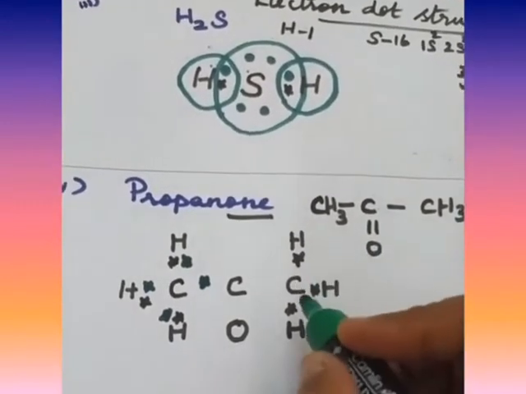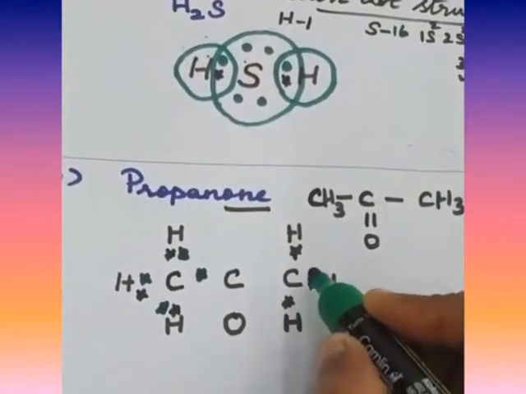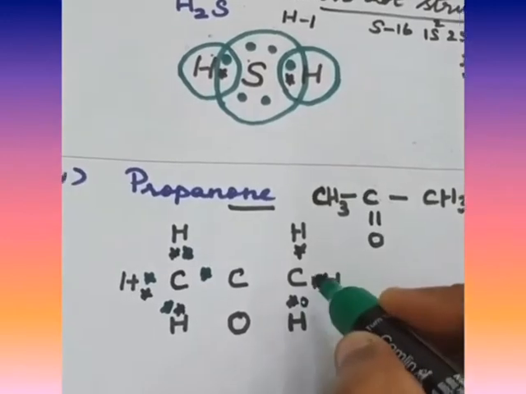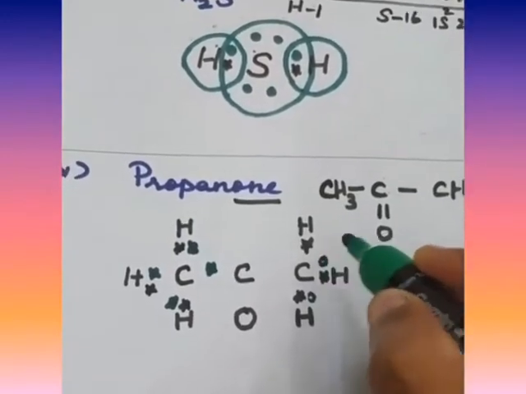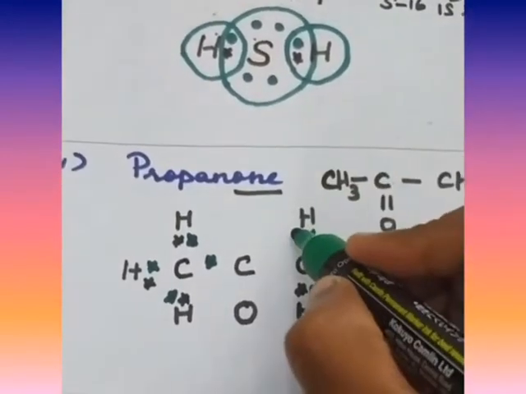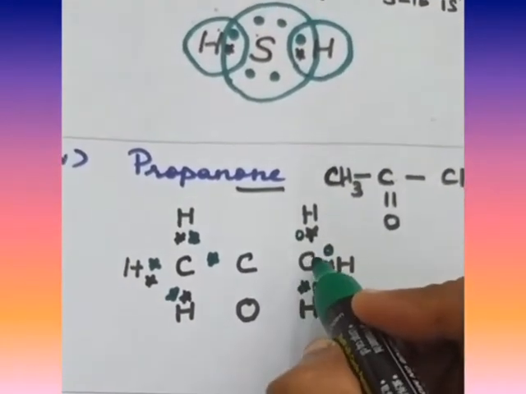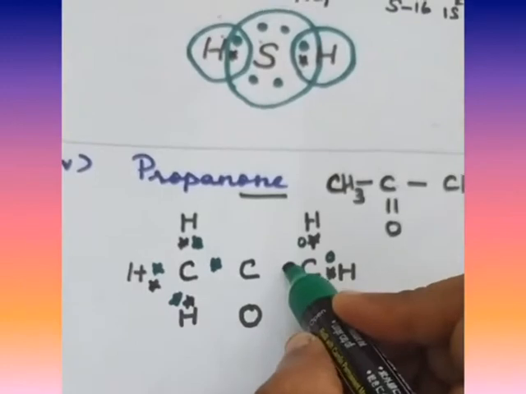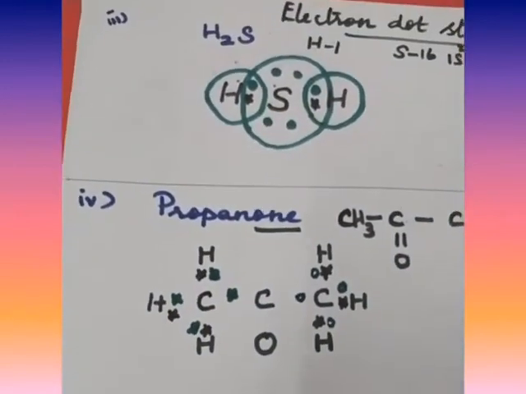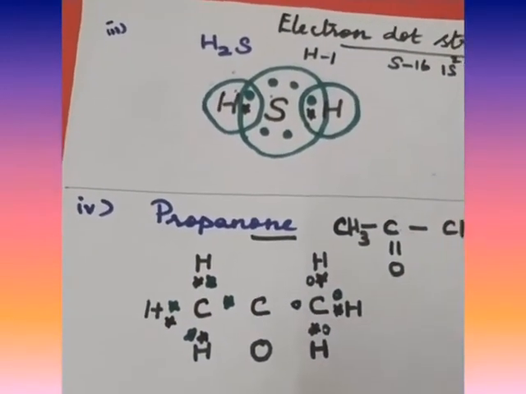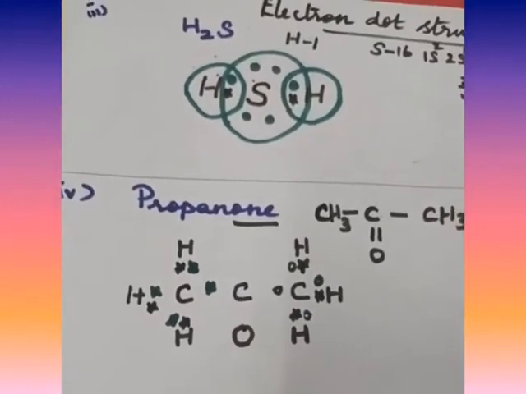Here also look at here. I have 3 hydrogens. So one is shared with this hydrogen, second one is shared with this hydrogen, third one is also shared with this hydrogen. What about the fourth one? That is shared by this carbon. So I am just putting like this. Okay, so now this carbon is also over.